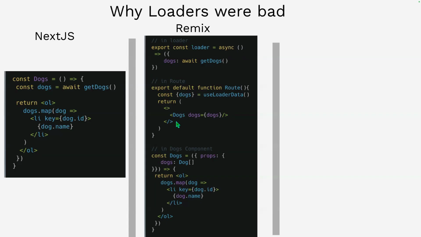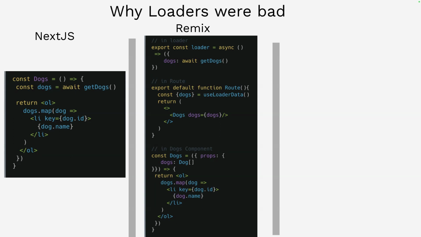I just use prettier. But anyways, if you're looking at this, I'm grabbing the dogs here, and then I'm passing the dogs in. And then in my dogs component, it's a prop, and then I'm iterating over it. And this is kind of the core of how you do things in Remix. And I'm going to challenge an opinion here for a second. The common opinion is that co-locating fetching your data and your mapping of that data is good because you can immediately see where the data comes from and why it's there.